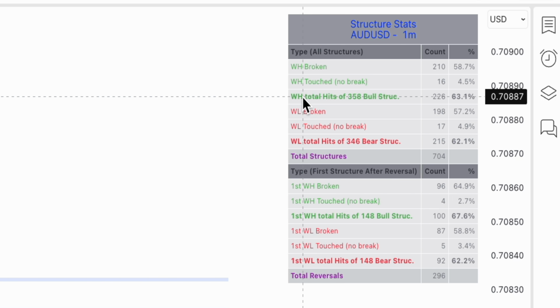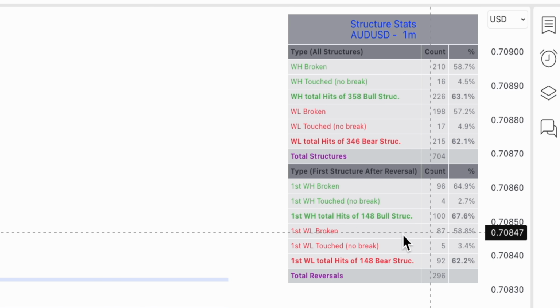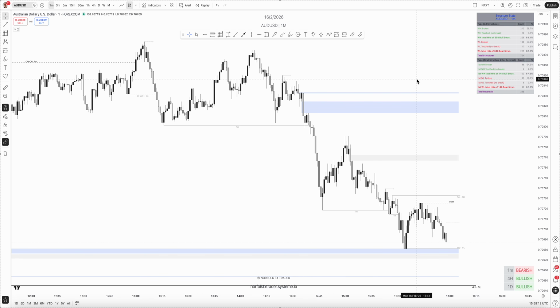If we look at the stats here, for a week high, we've got a 63.1%, but on a first break of structure for a week high is a 67.6%. That tells me when we're looking for a change of character bullish, very often you'll find a change of character will run for the previous week high again at a higher rate than the actual continuation.